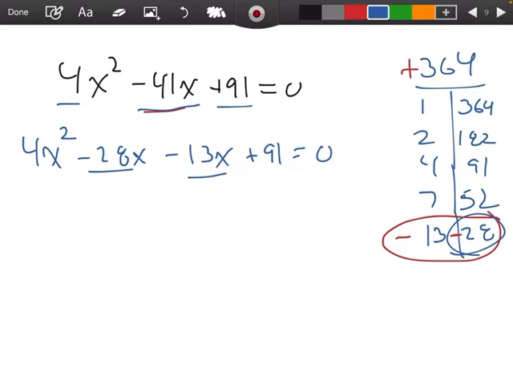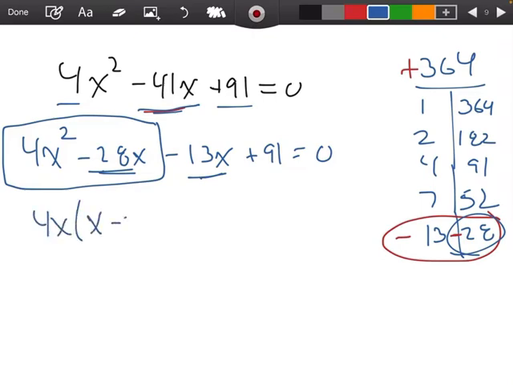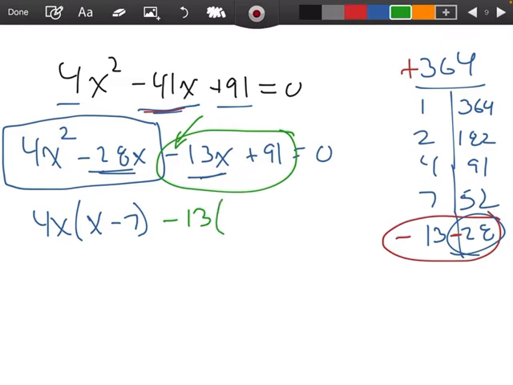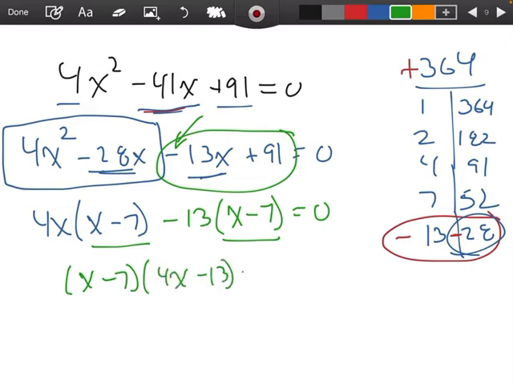If we were to combine these two terms together, we'd end up with the same thing we had, which was 41. But the reason I want to do it this way, my grouping method says, can I factor anything out of here? Yeah, we can take out a 4x. We're left with an x minus 7. And then what about over here? If this piece is negative, I'm going to take out a negative 13. And I'm left with an x minus 7 equals 0. Now, if that piece and that piece match up, we're doing this right. So that's an x minus 7 and a 4x minus 13 equals 0.